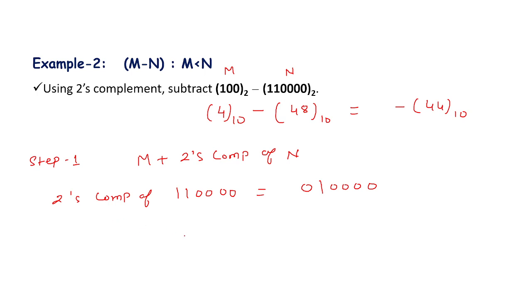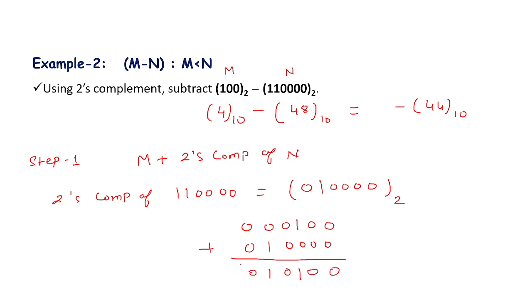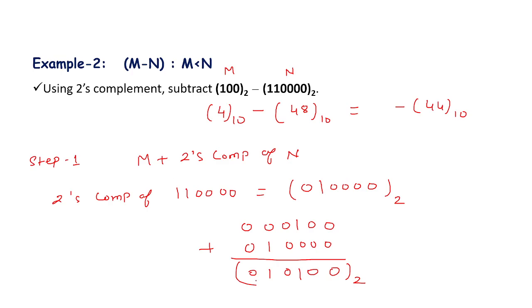Now the next step is to add this number, 2's complement of n, with m, which is 000100 plus 010000. If we solve it, we are getting 010100, and this is the result in binary, that is m plus 2's complement of n. And step 2, we can see the carry is not generated.